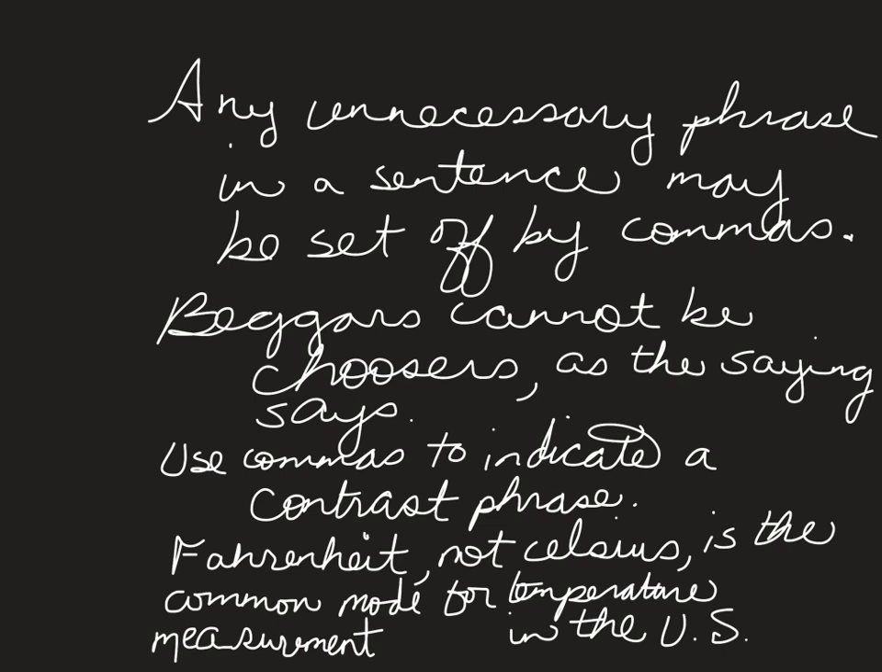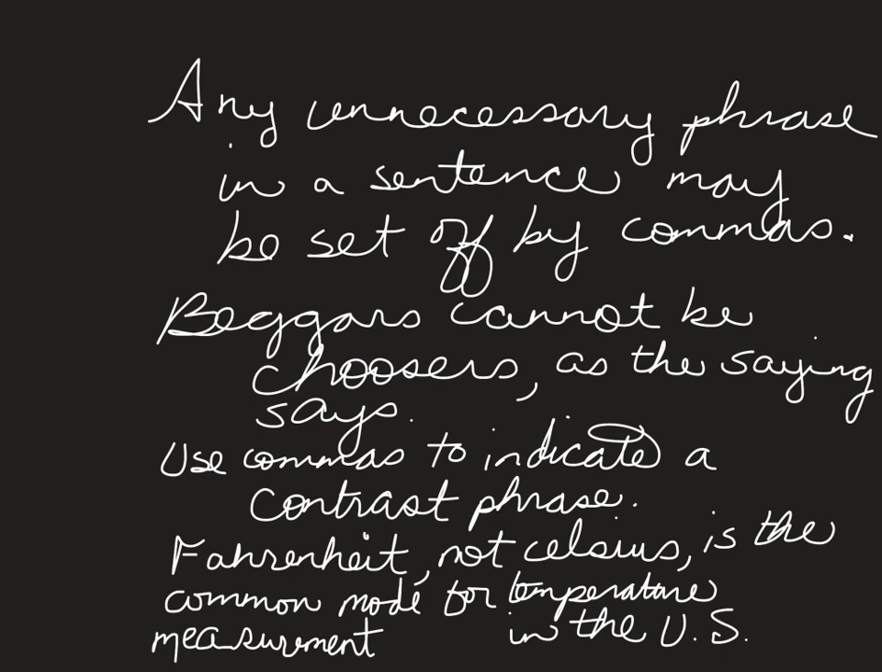Any unnecessary phrase in a sentence may be set off by commas. Beggars cannot be choosers, comma, as the saying says, period. Also, you should use commas to indicate a contrast phrase. Fahrenheit, comma, not Celsius, comma, is the common mode for temperature measurement in the U.S.